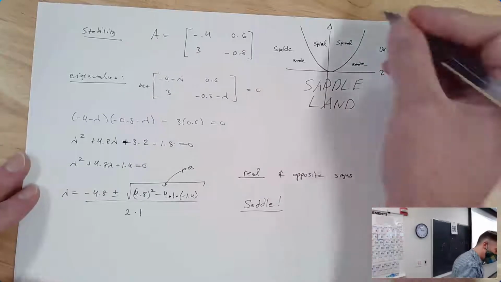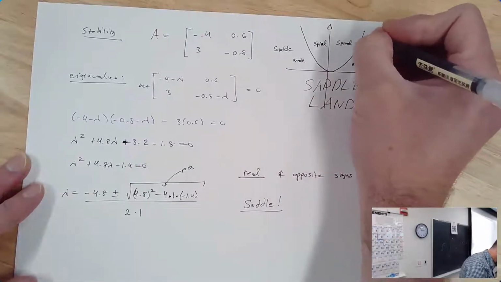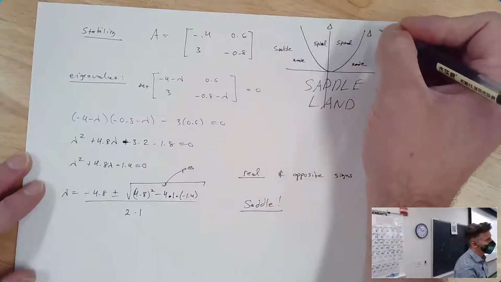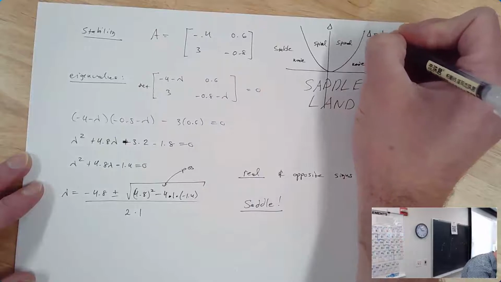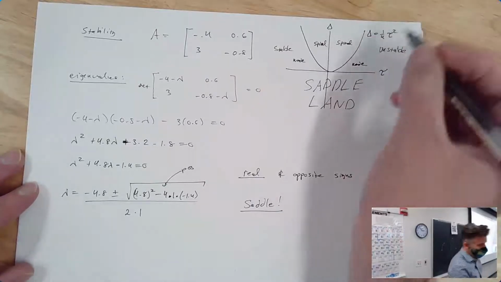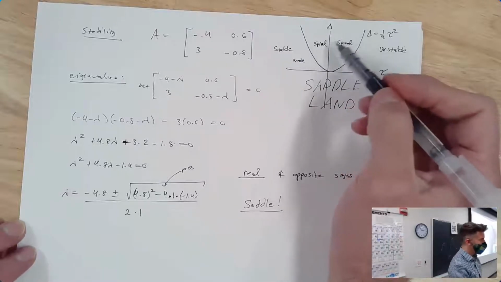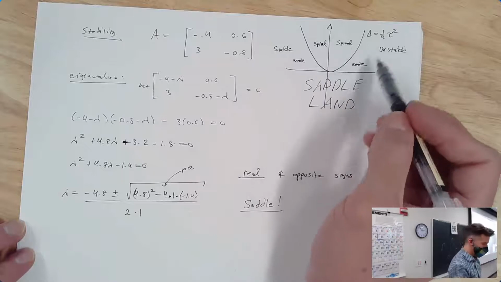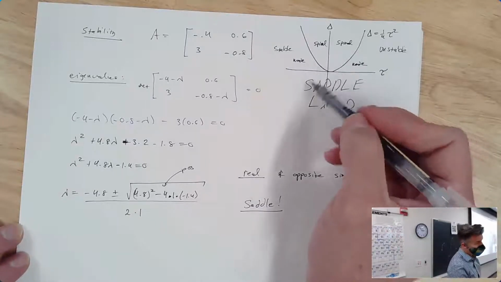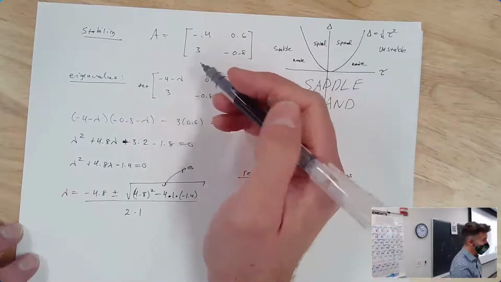And then this curve here is the curve where, sorry, I have to remember what it is. It's determinant equal to 1/4 the trace squared. So if your determinant is bigger than 1/4 of the trace squared, you're in spiral land. If your determinant is less than 1/4 of the trace squared, you're in node land. But if your determinant's negative, you're in saddle land. And the determinant is negative here.